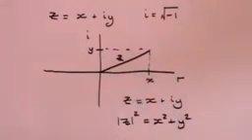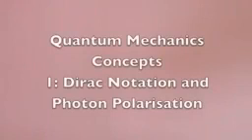So the modulus, or in other words the length of the vector, is the combination of the real plus the imaginary part. Hello, today we're going to start a new series on quantum mechanics concepts, and we're going to start with Dirac notation and its simple application to polarization of photons.